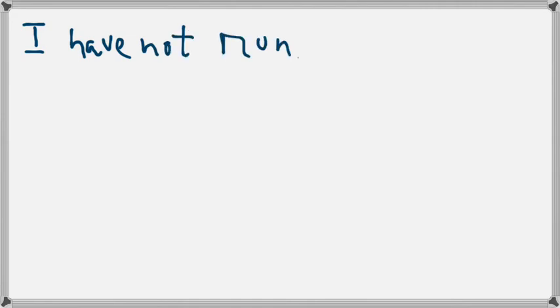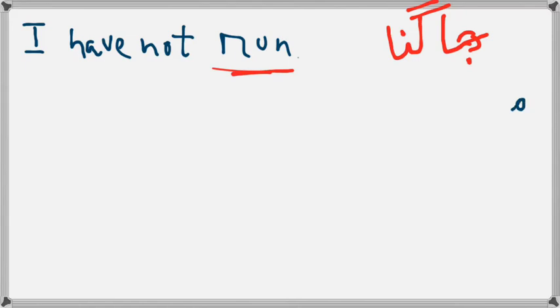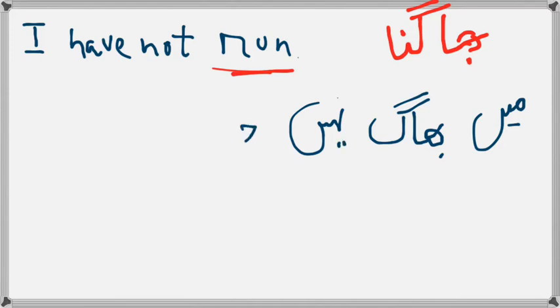Similarly, let's suppose we want to say I haven't run. मैं भाग नहीं चुका हूँ. I have not run. Now we are talking about negative sentences, and I'm taking another verb which is bhagna. Let's write मैं भाग नहीं चुका हूँ for male, and मैं भाग नहीं चुकी हूँ for female.